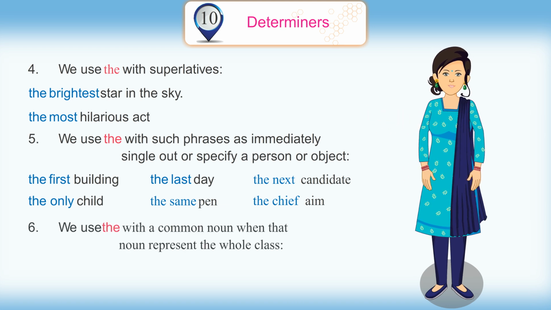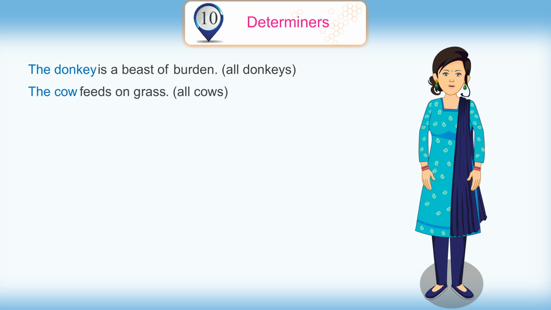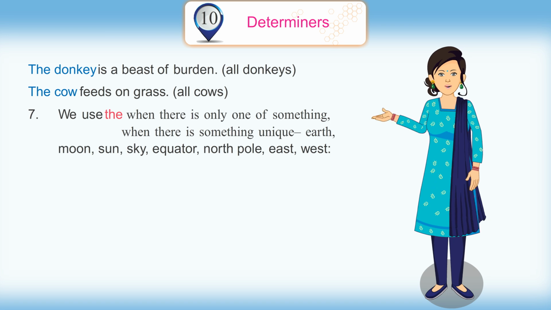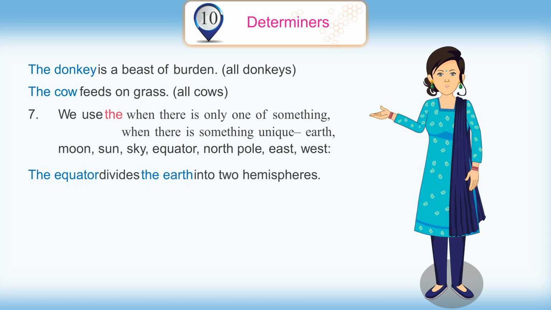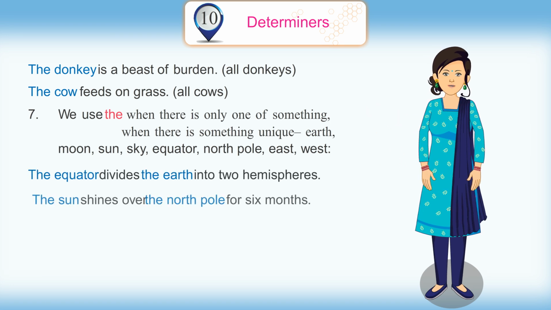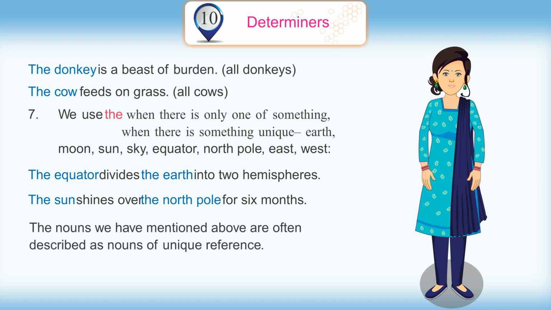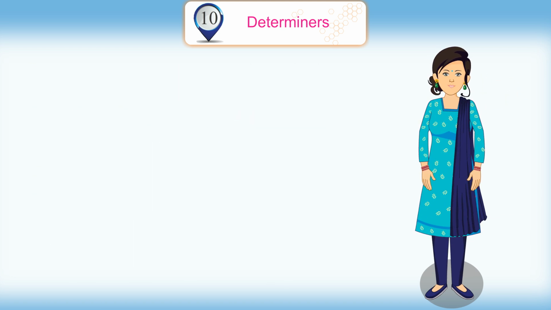We use the with a common noun when the noun represents the whole class. The donkey is a beast of burden, all donkeys. The cow feeds on grass, all cows. We use the when there is only one of something, when there is something unique: earth, moon, sun, sky, equator, north pole, east, west. The equator divides the earth into two hemispheres. The sun shines over the north pole for 6 months. The nouns we have mentioned above are often described as nouns of a unique reference.